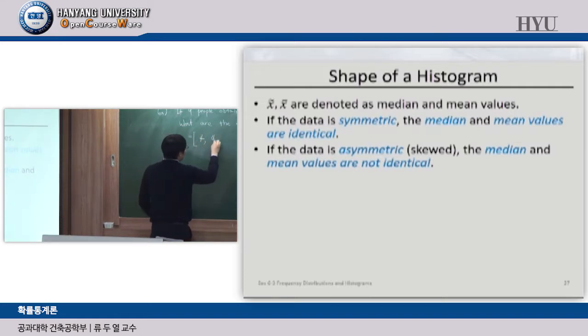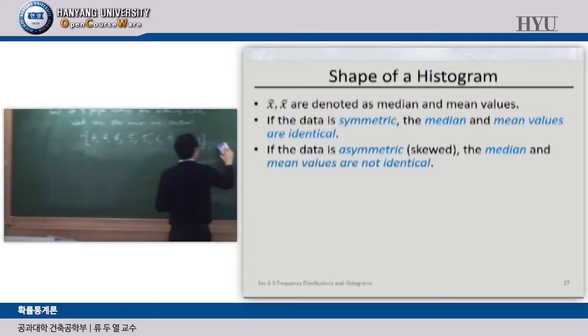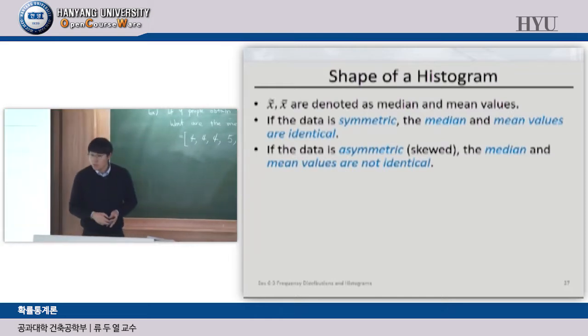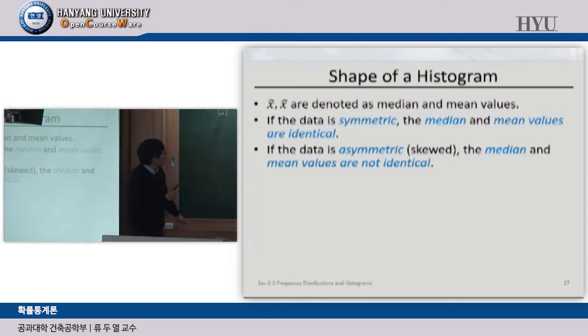4, 5, 6, 7, 8, 9. Okay? So for this case, this is the example. If 9 people obtain the following score here, okay? In this case, what are the mean and median?